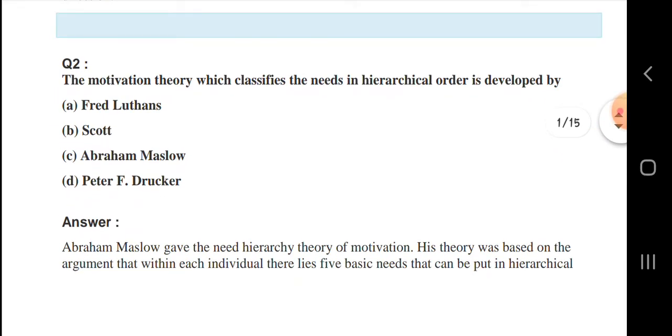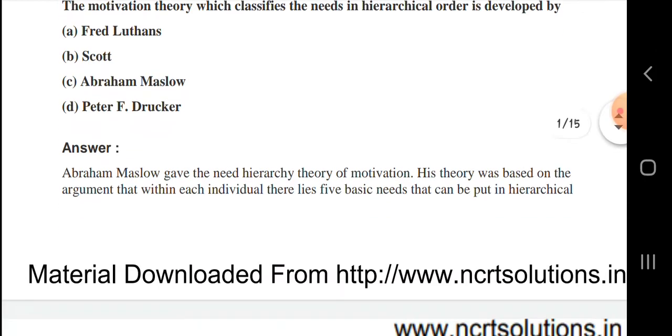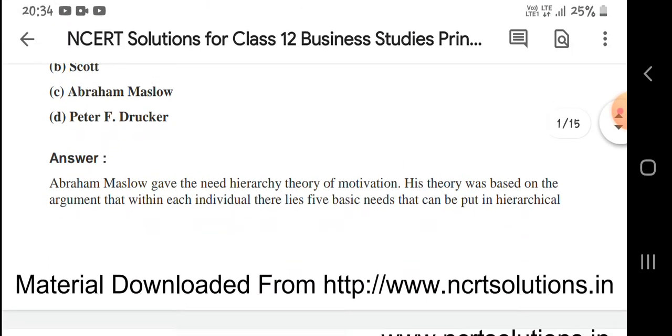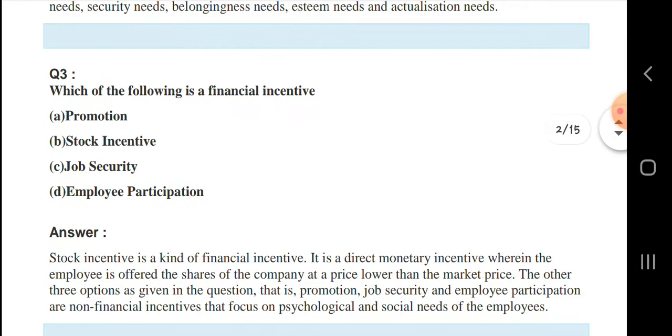Next, the motivation theory which classifies needs in hierarchical order was developed by Fred Luthans, Scott, Abraham Maslow, or Peter F. Drucker. Abraham Maslow gave the hierarchy theory of motivation. Next, which of the following is a financial incentive? Promotion, stock incentive, job security, employee participation. So, stock incentive.